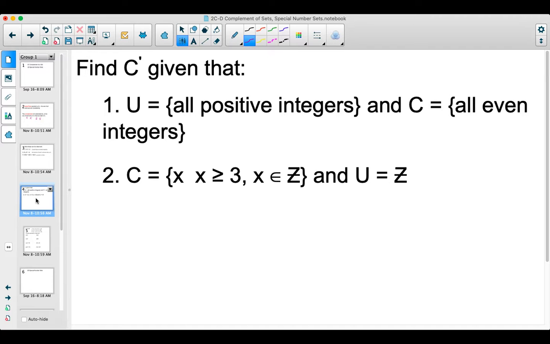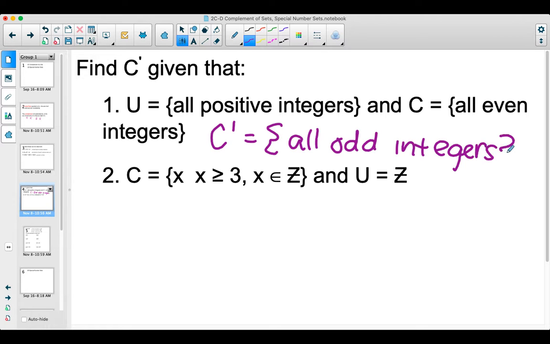Number one, it's asking us to find C prime given that U is all positive integers and C is all even integers. If we're talking positive integers, we're talking 1, 2, 3, 4, 5, 6, 7, 8. It's your counting numbers. So if C is all the even ones, then the opposite of that, C prime, is going to be all the odd integers. That would be the complement.